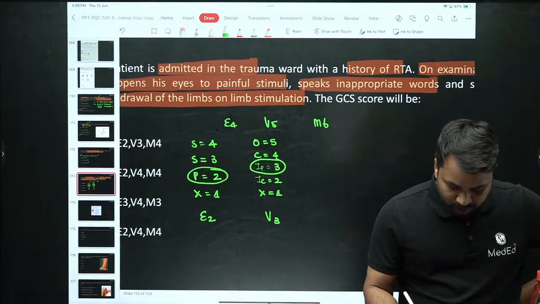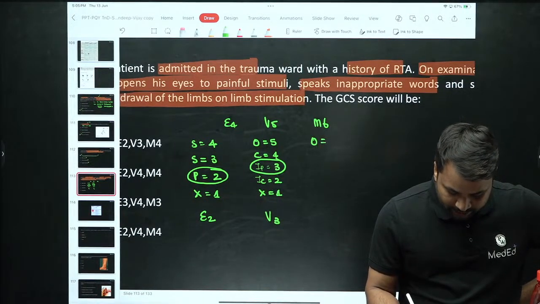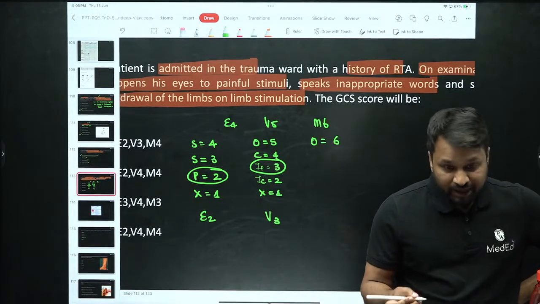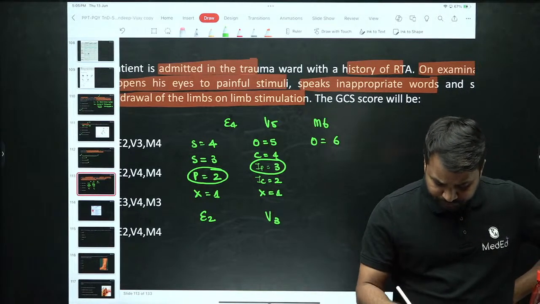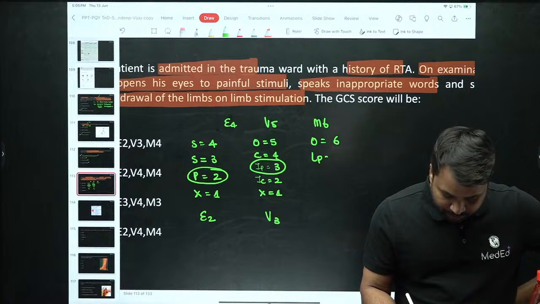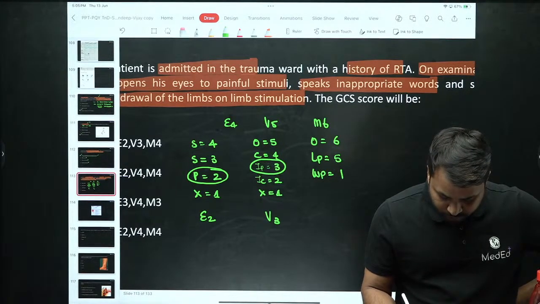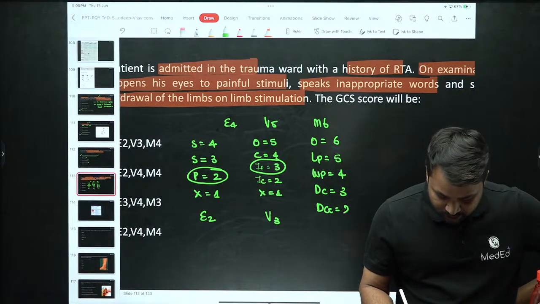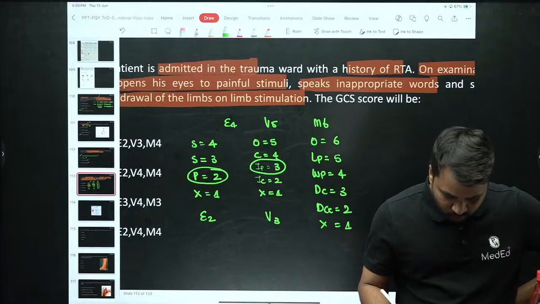Motor response: if he is going to obey the command, a score of 6 is given. If he is going to localize to the pain, a score of 5. If there is withdrawal to pain, a score of 4. If there is decorticate rigidity, a score of 3. If there is decerebrate rigidity, a score of 2. If there is no response, a score of 1.